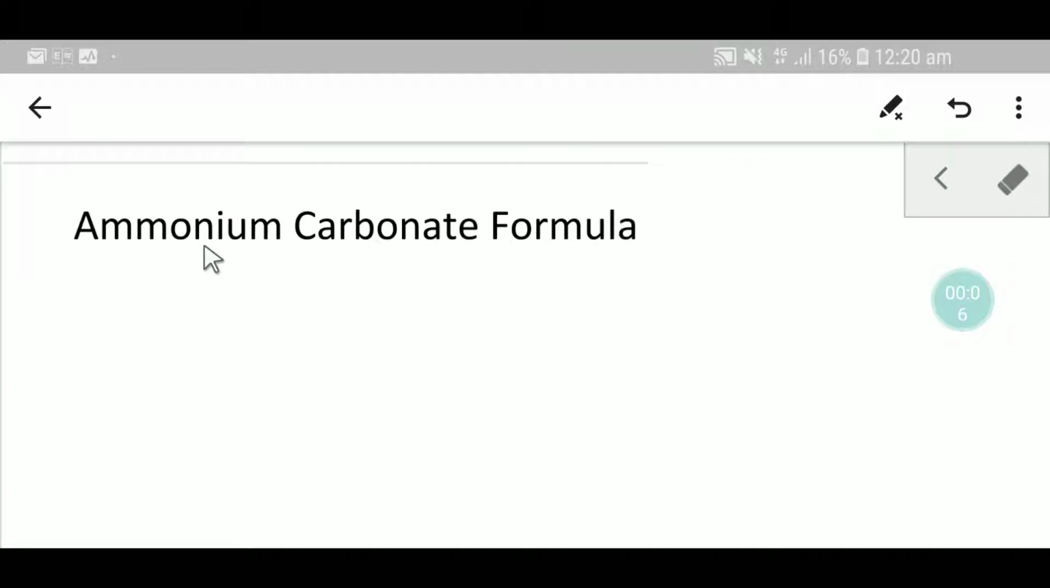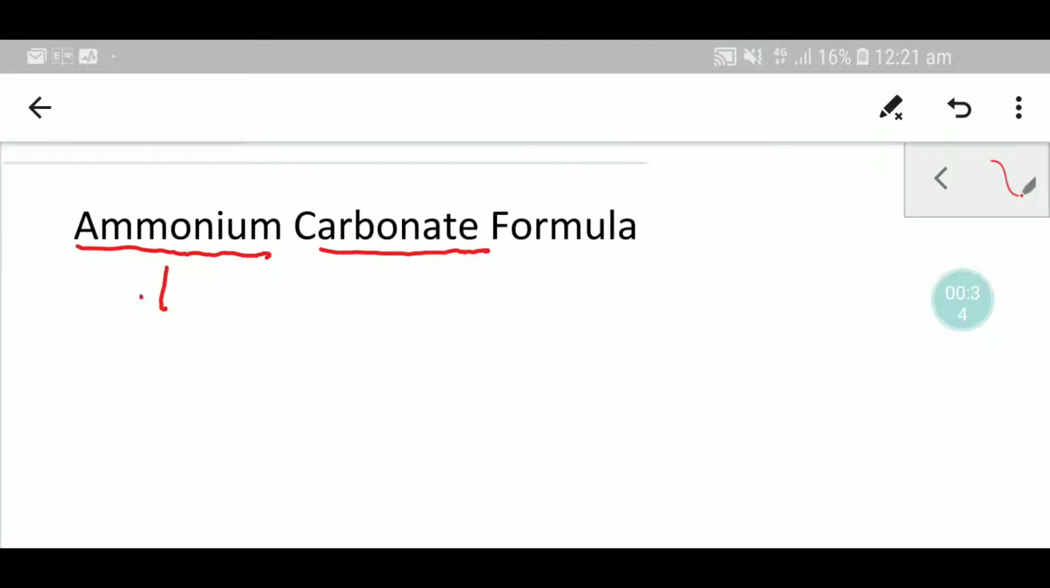Today we are going to learn how to write the chemical formula for ammonium carbonate. Okay, so to write the formula of ammonium carbonate, we have to have knowledge about ammonium formula and carbonate formula, right? So here we have two parts, ammonium and carbonate.